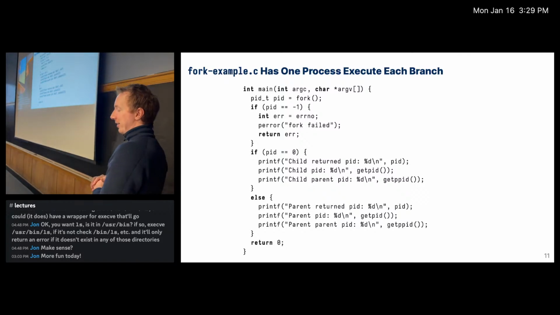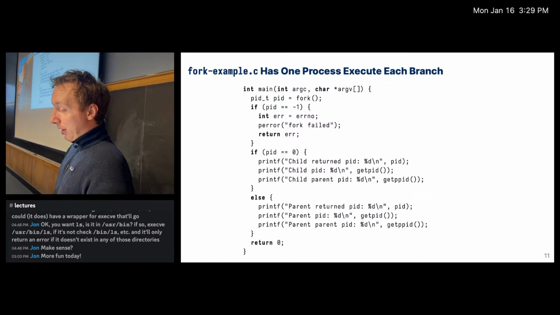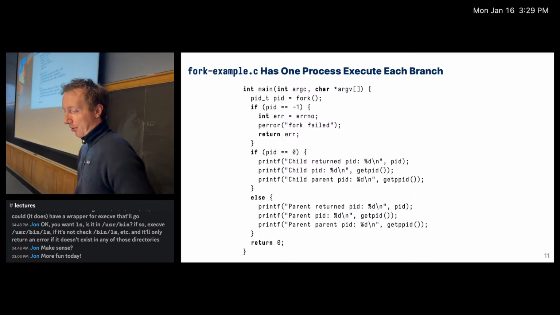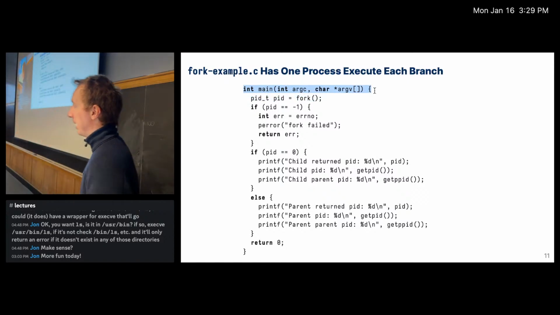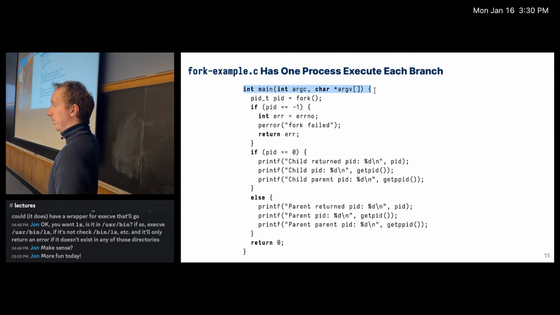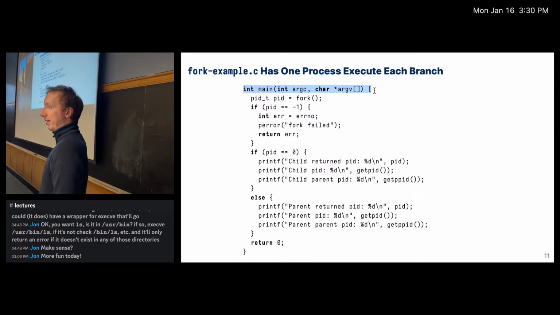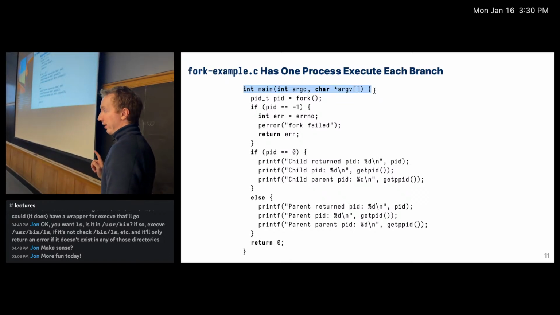So here is our example. Fork example, we'll have one process in each branch. Luckily, we start reading programs from main as usual. So if we execute this program, it would start executing at main. And then the first thing it does is call fork. So fork would create a new process.